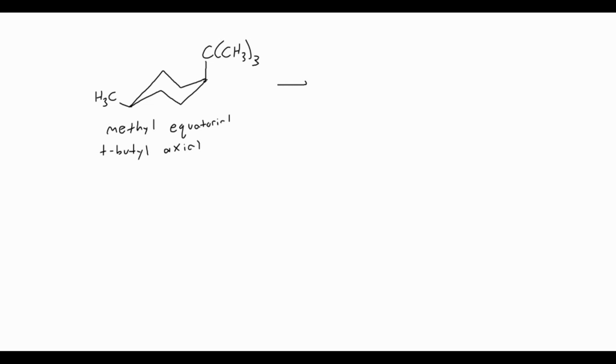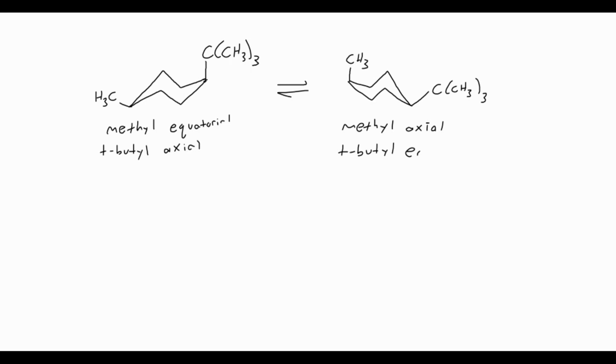And we can draw the chair flipped version again, as always, where we flip, so axial to equatorial, and equatorial to axial. Now we have methyl axial, remember because they always flip, and our T-butyl group is now equatorial. So which of these will be more stable?